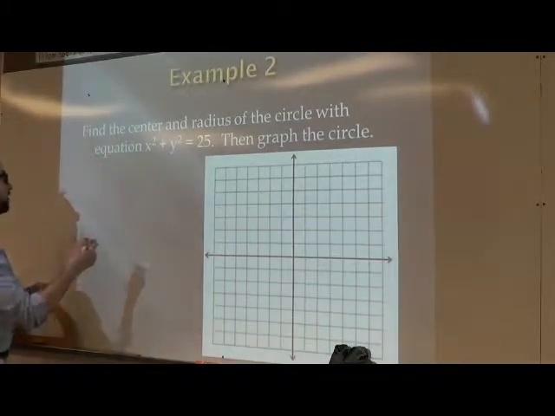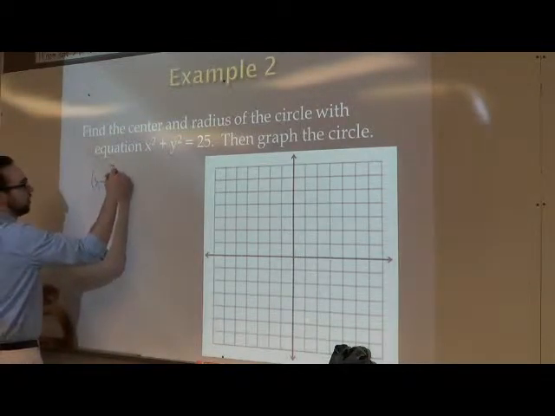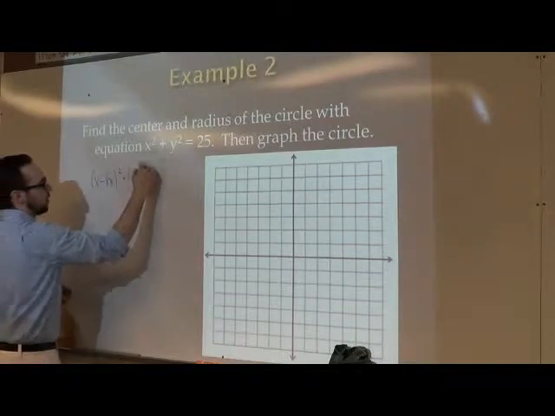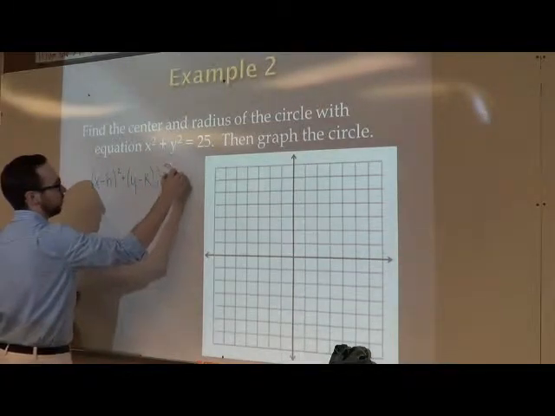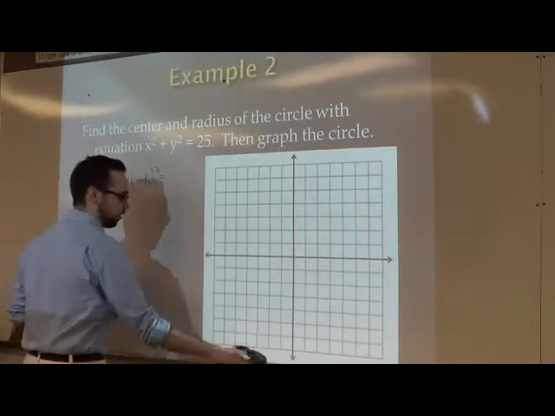Well, the h and the k in this one are both 0, because we have x minus h, the quantity squared, plus y minus k, the quantity squared, is equal to 25, or was equal to r squared.